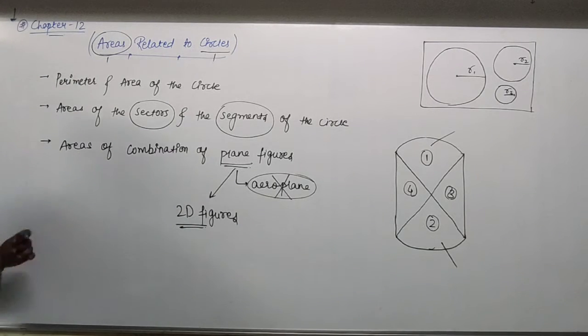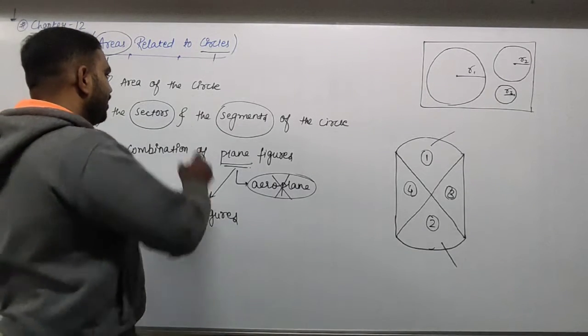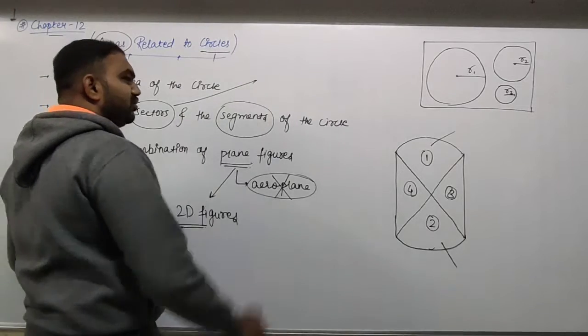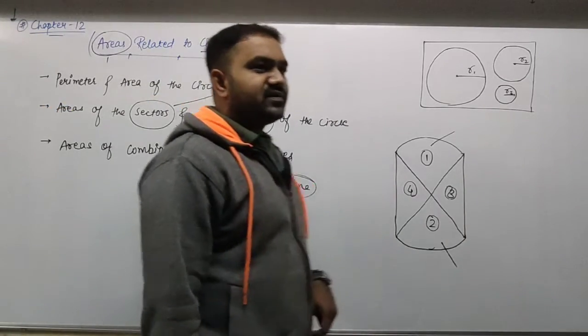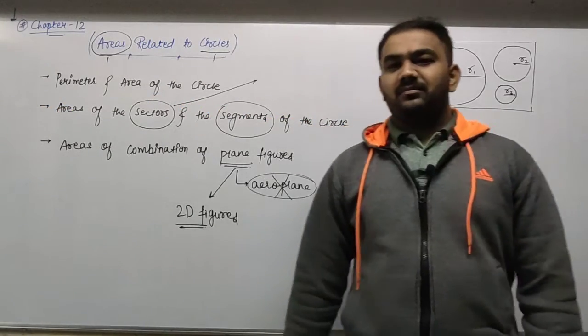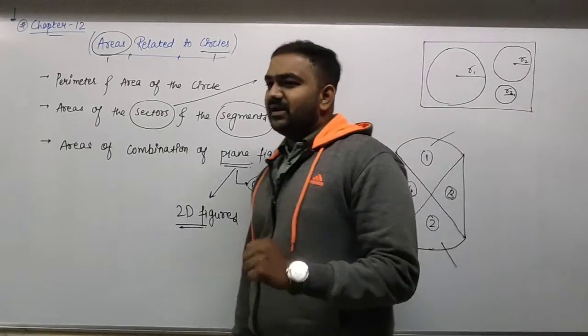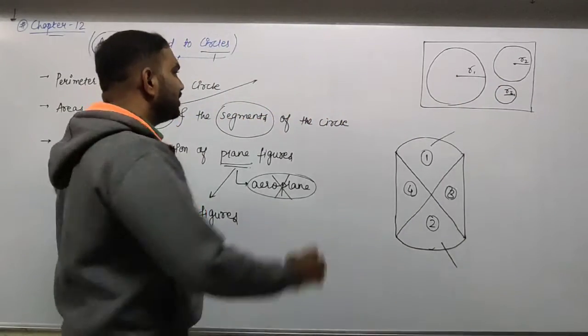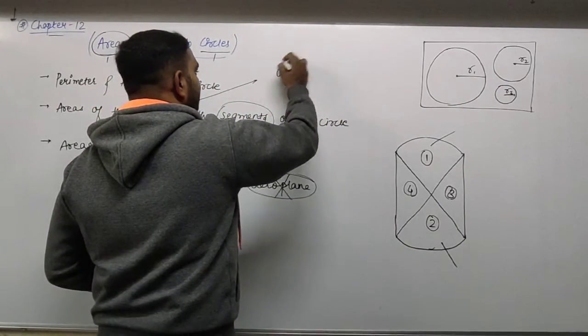So these are all the things that we are going to study here. What are sectors basically? Sectors are that portion of a circle that is formed by two radii and its corresponding arc.